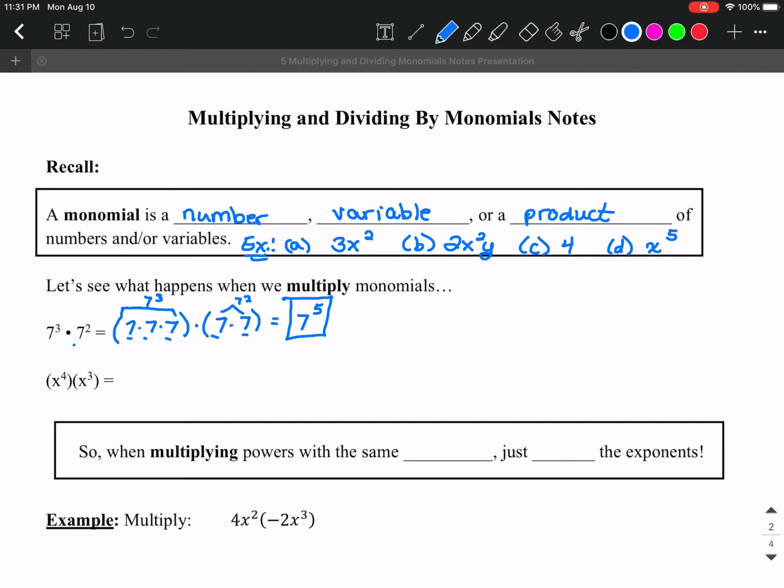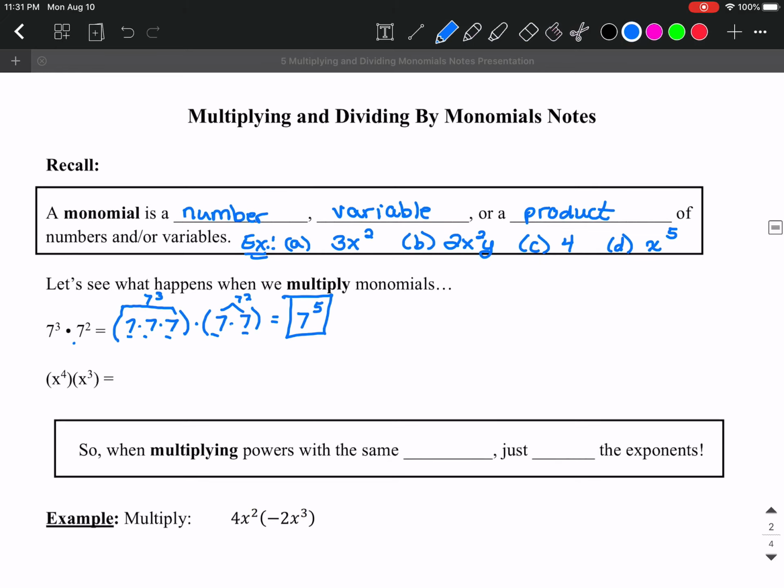Okay, now let's look what happens when we have x's as the base. X to the 4th, remember, is x times x times x times x. X times itself 4 times. And x to the 3rd is x times itself 3 times. So x times x times x. So that gives us x to what exponent? 1, 2, 3, 4, 5, 6, 7. We have 7 x's now. That's x times itself 7 times, or x to the 7th.